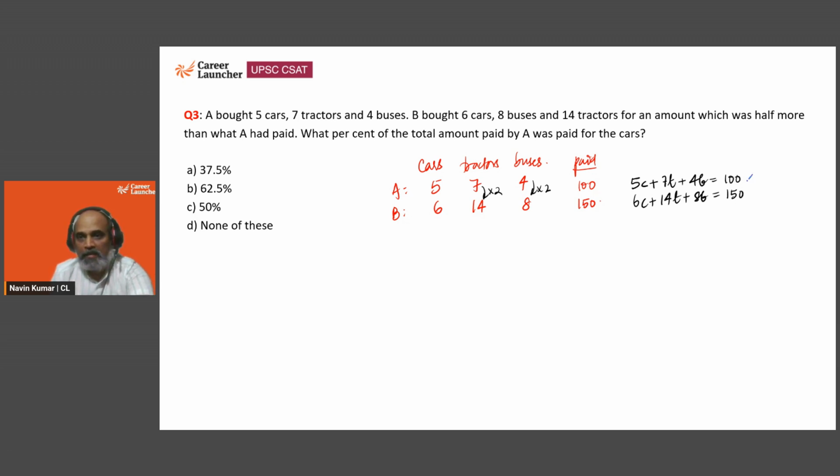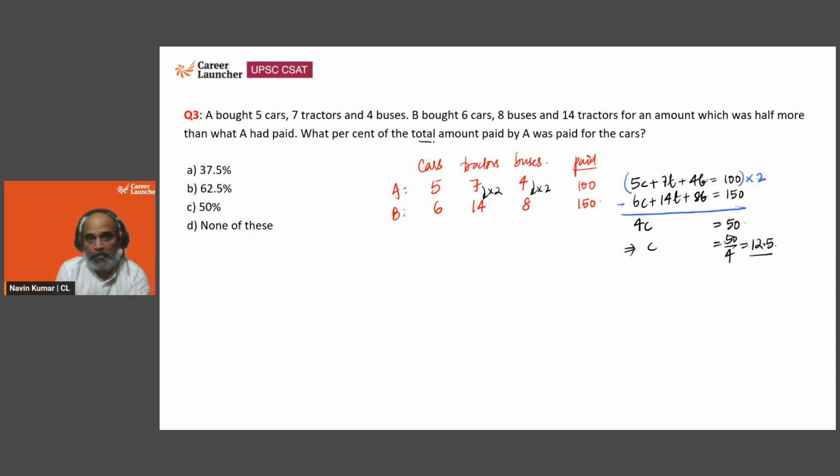So basically multiplying the first entire equation by 2 and then subtracting, we get 5 into 2, 10c minus 6c, that is 4c. 14t minus 14t is nothing. 8b minus 8b is nothing. 200 minus 150 is going to be 50. So that means the price of the car is going to be 50 upon 4, which is 12.5.